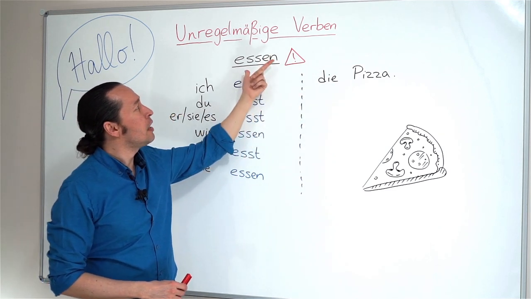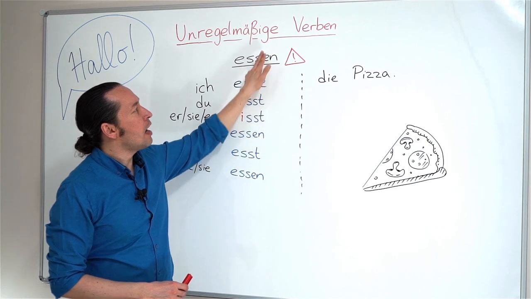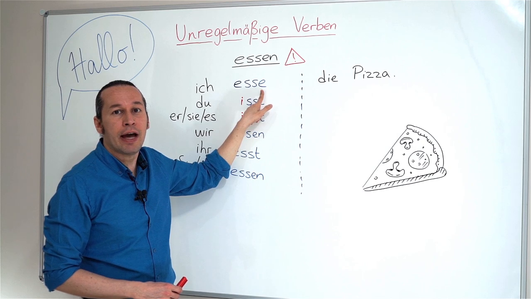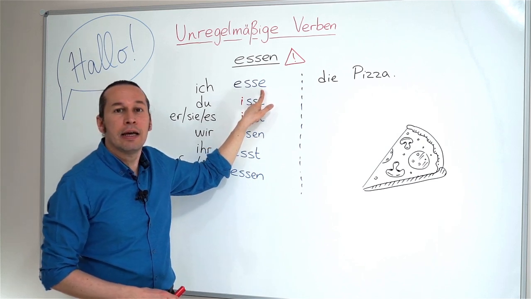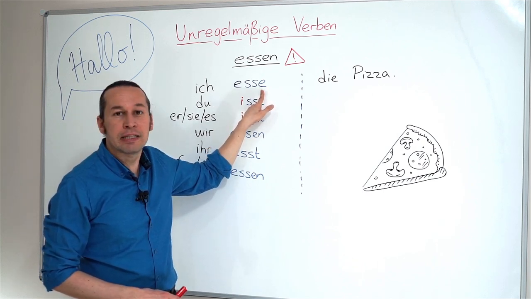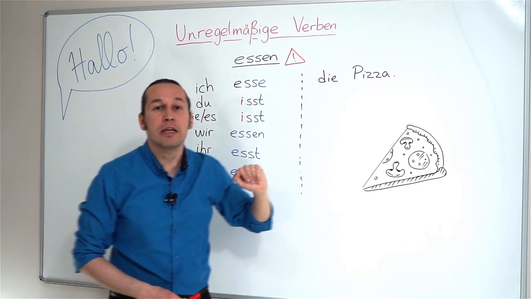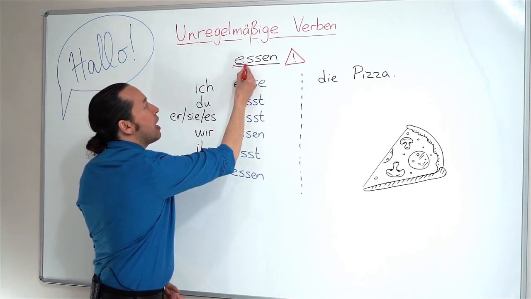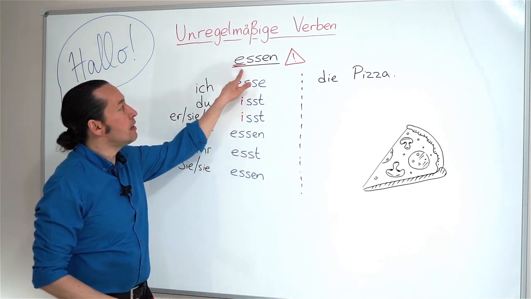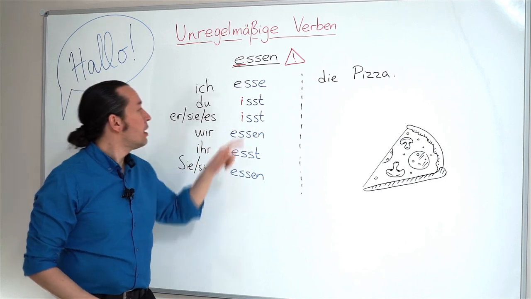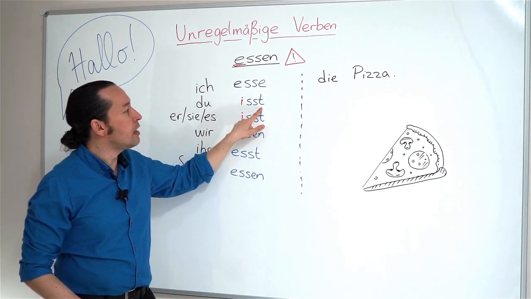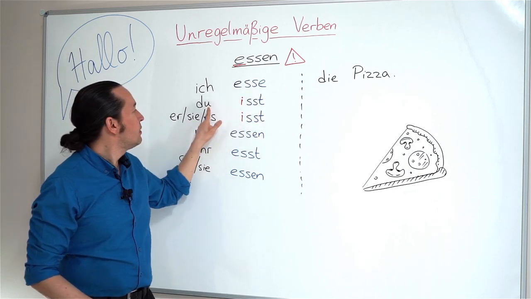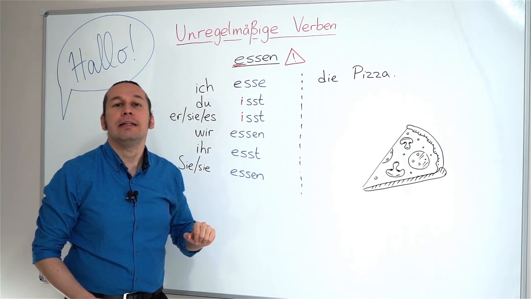What do I do in the conjugation? I drop the an and instead I put e, right? So I'll say, ich esse die Pizza. But what happens when I say du? Here is what happens. The e drops and instead another e comes. Then the conjugation here remains the same. It is conjugated as st. Then I'll say, du isst die Pizza.